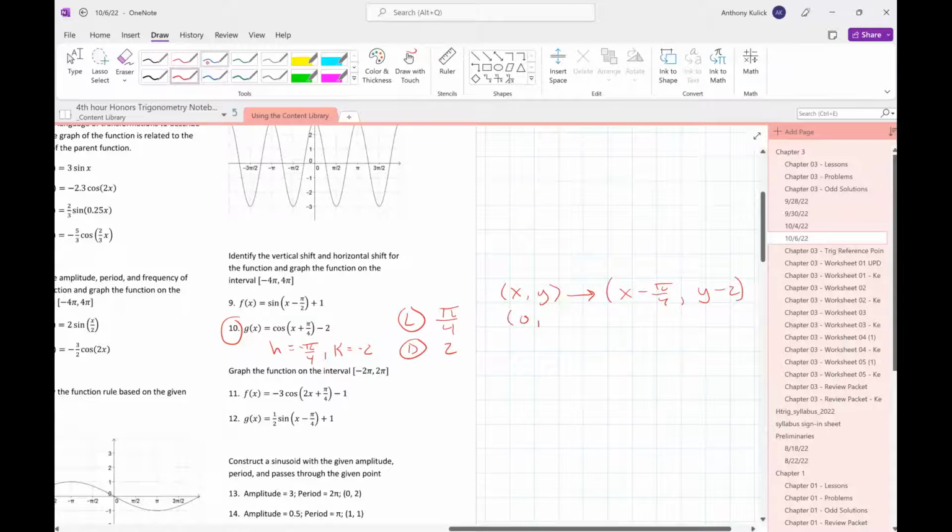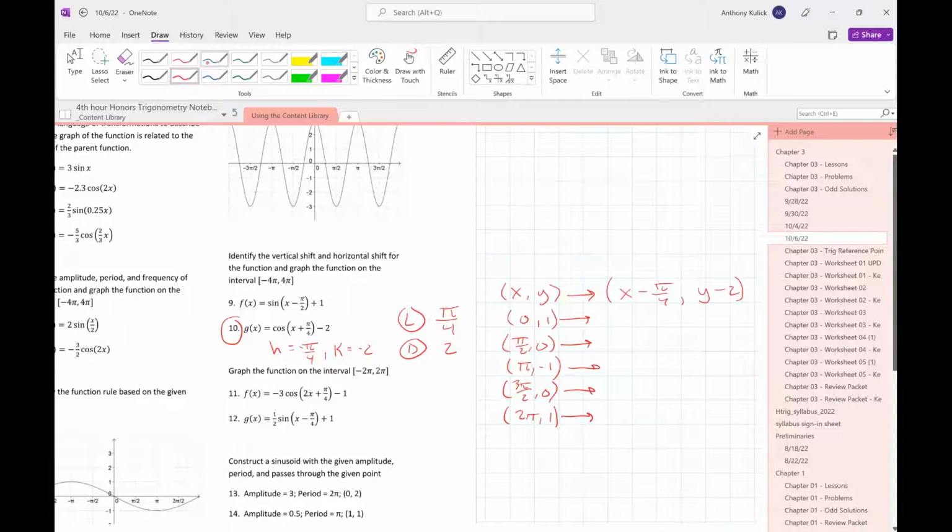And I'll take my points from cosine. Mr. Kulik, where are these coming from? I'm just copying them down from the reference point sheet that I gave you guys in the content library. How are you doing it so quickly? I don't even see you looking at it. Well, I've been doing this for like 15 years, so you just memorize them at some point.